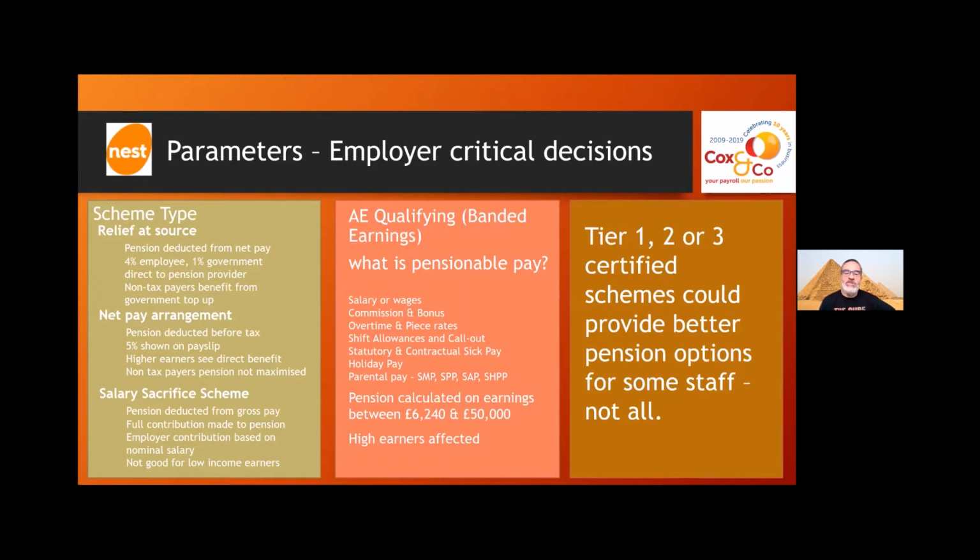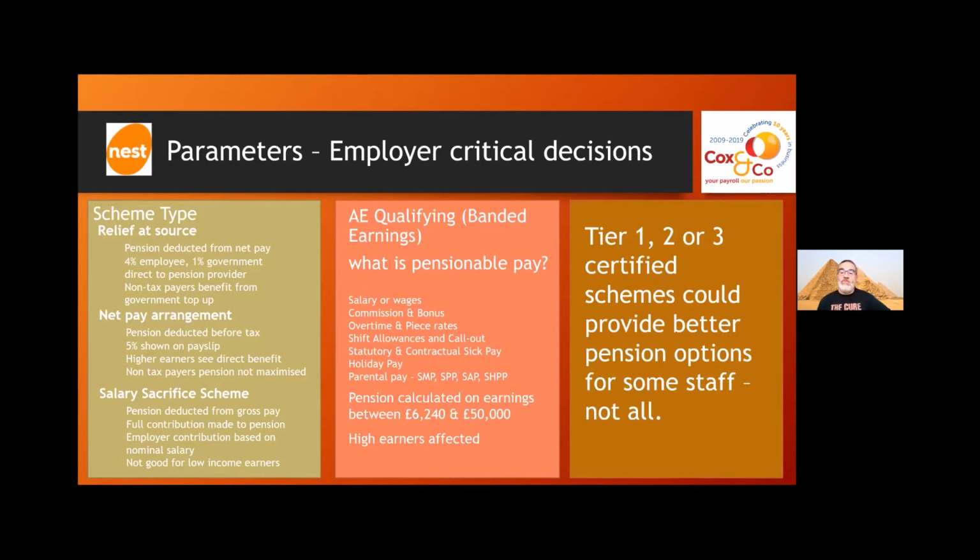AE qualifying earnings may not be creating that value in the package that you'd anticipated it would. So you need to be a little bit careful about it, but in general terms, it works for most people. And if it doesn't work, you can choose tier 1, tier 2, or tier 3 certified schemes. You can create a scheme that achieves the objective you want to achieve. But as I say, the percentages can vary depending on what you've chosen.